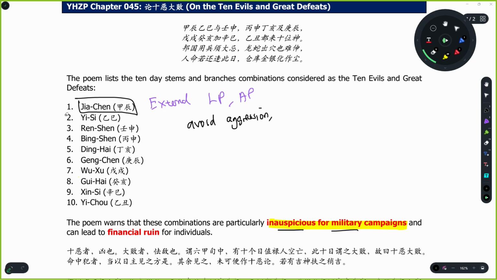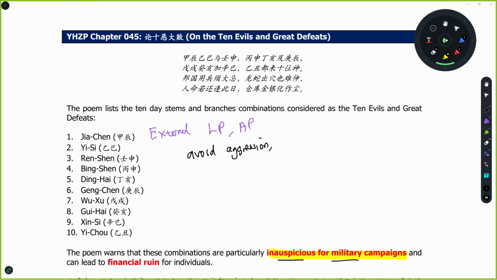And furthermore, one also considers this to be a warring pillar. So here we do find anyone here tends to have a bit more aggression. Yes, correct, Gavin, also the same. Therefore this year and next year are also not auspicious for military campaign. In this case, the attacker, those who initiate, would be expected to lose. Therefore, it's called the great defeat. The 10 evils and the great defeat.